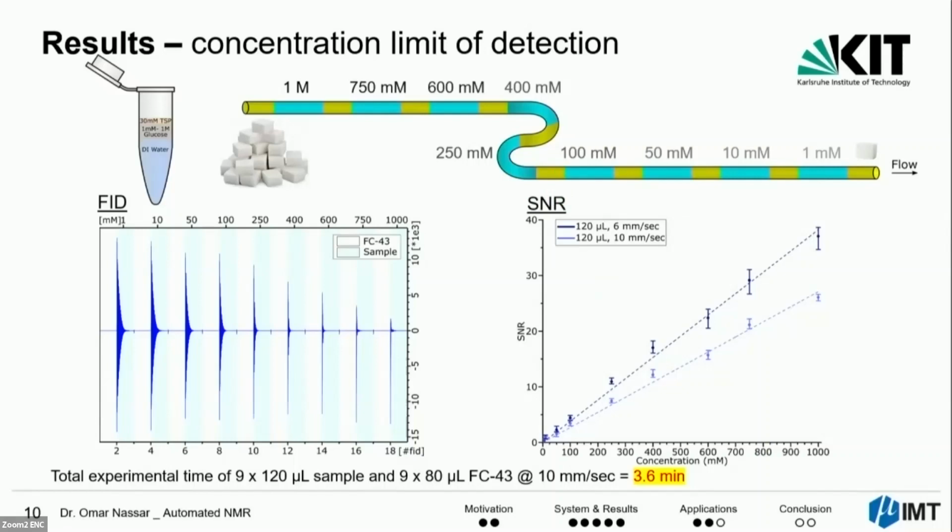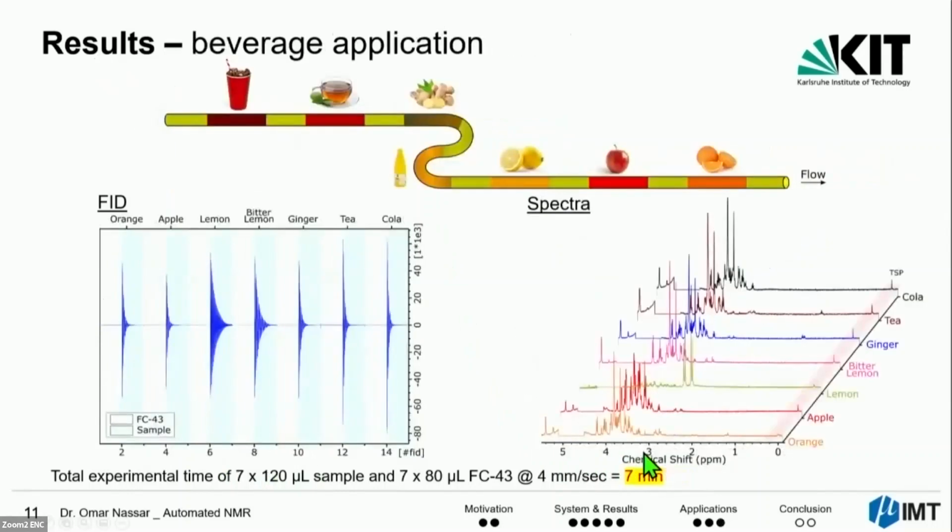And here you can see that we did the experiment for 9 sample plugs separated by 9 oil plugs, because you can also load the oil plugs with measurable molecules in just 3 minutes. And to prove the concept, we loaded the line with a completely different sample, a group of beverages, and you can see that the system is still able to separate the FIDs, and it generates the spectrum.